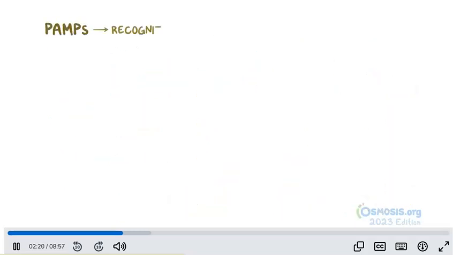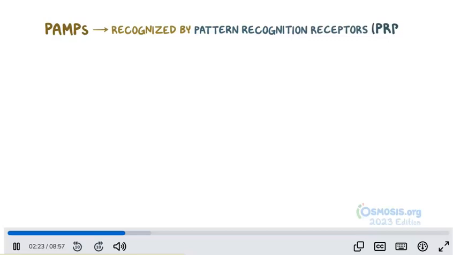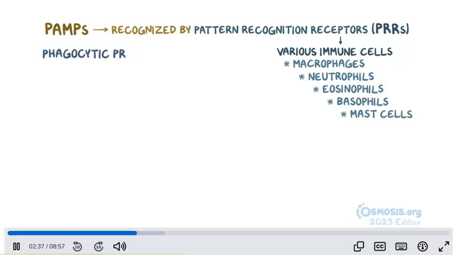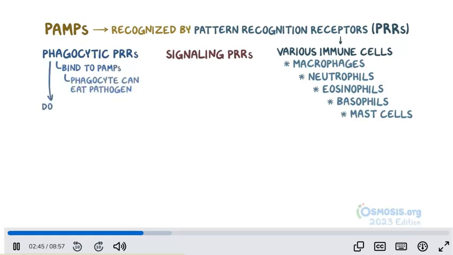Now, PAMPs are recognized by pattern recognition receptors, or PRRs, which are receptors on various immune cells including macrophages, neutrophils, eosinophils, basophils, and mast cells. There are two main groups of PRRs, phagocytic PRRs and signaling PRRs. Phagocytic PRRs bind to PAMPs so that a phagocyte can gobble it up, but they do not allow for cytokines to be released to other cells. And this is a super important point, because it allows the macrophage to investigate and eliminate the threat before signaling that there's an invader. This is kind of like investigating a noise before calling the cops.